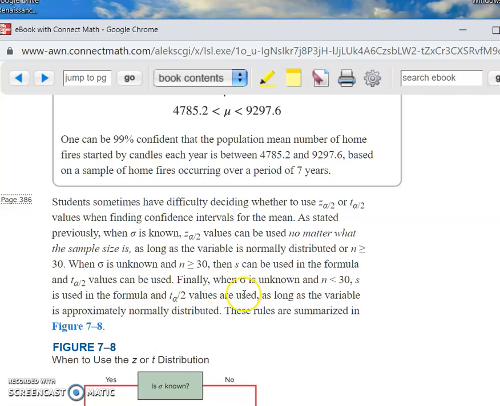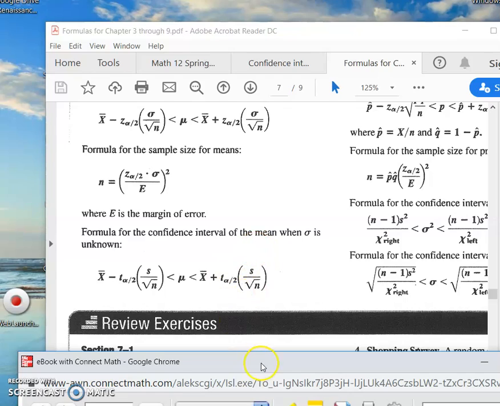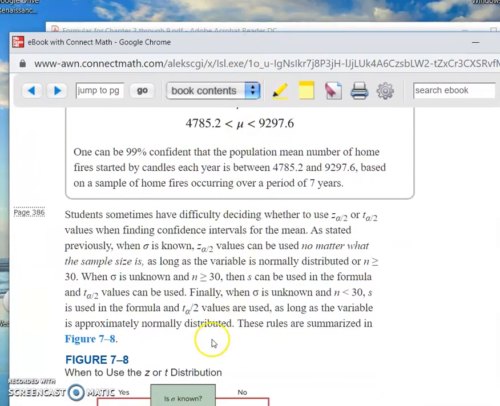Finally, if sigma is unknown, so you would expect to be in the T coefficient category, and n is less than 30, if it's a small sample size, we're definitely going to use the S. We're going to use this guy here. But there is a requirement. The variable has to be approximately normal. And that kind of makes sense, doesn't it? If you have a small sample size and it's approximately normal, things will work out. But if it's not approximately normal, then it's not going to work out.